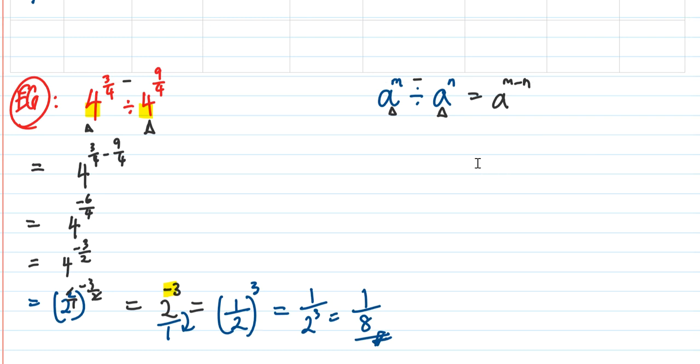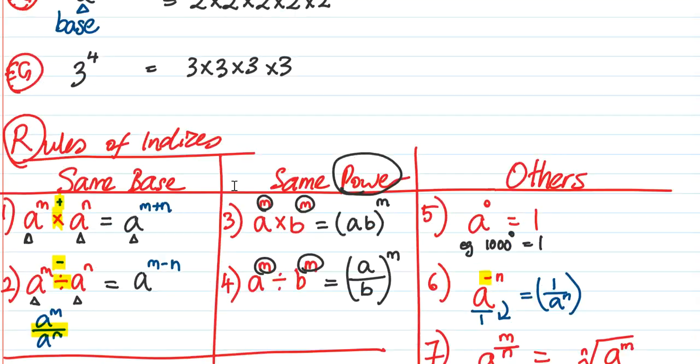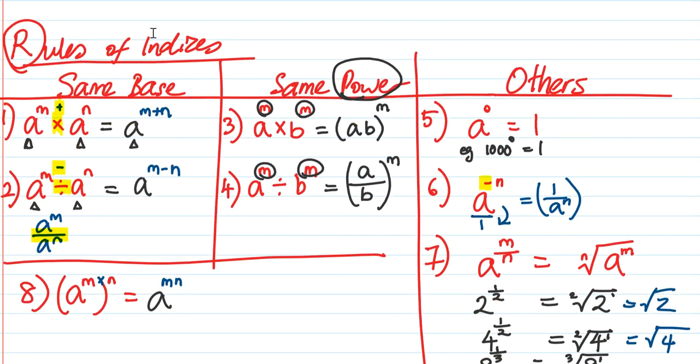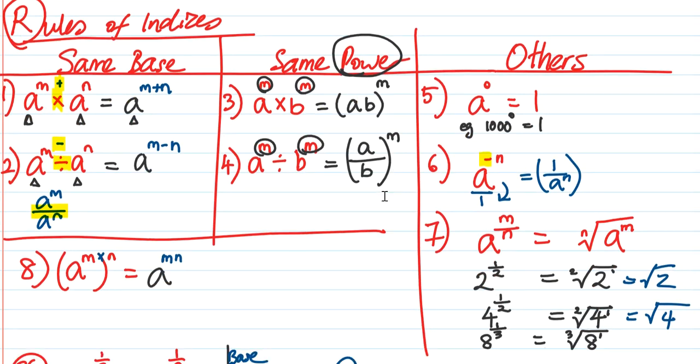So in the next video, we're going to talk about the decision tree that we mentioned earlier, how we can, in our mind, come up with a plan: whether it's the same base or same power, and other rules, which rule do we use, and how do we solve the question.